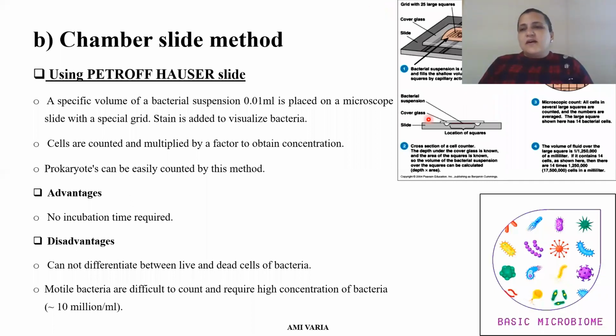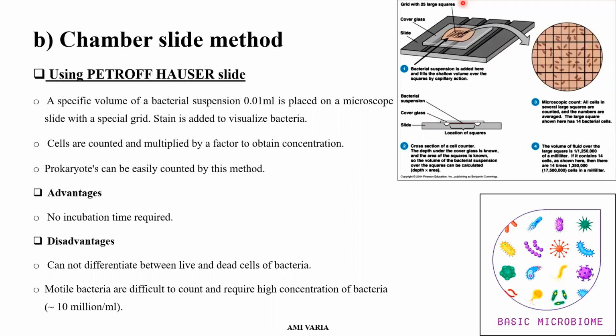The second method is the chamber slide method. The chamber slide method can be done by using two different slides. First is the Petroff-Hausser slide and second is the Neubauer chamber slide. By using the Petroff-Hausser slide, a specific volume of the bacterial culture suspension, 0.01 ml, is placed on the microscopic slide on the area prepared with specific grids.